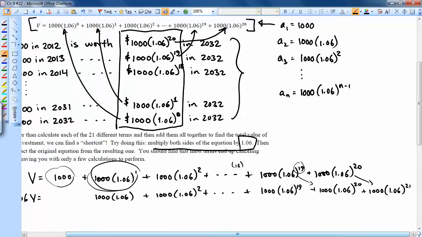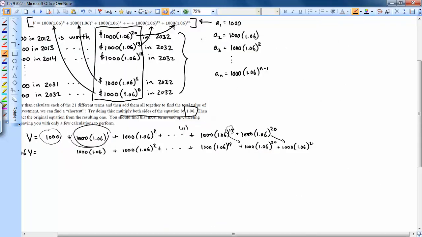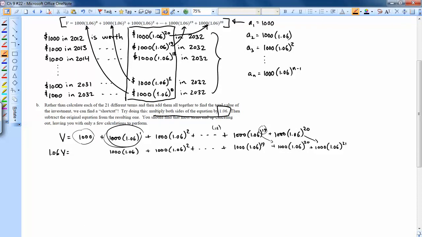Let me shrink this down just a little. Okay, so now we've got this. We've got two sets of equations here. And the convenient thing, now there's one more trick. It says subtract the original equation from the resulting one.